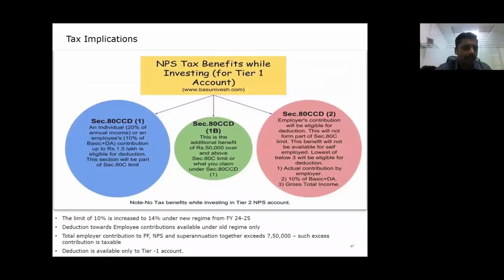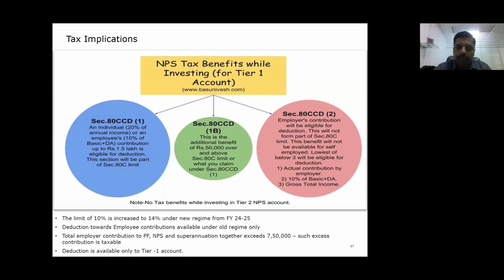Now comes NPS, which is the National Pension System. A very interesting topic. First, there are two types of accounts in NPS: Tier 1 and Tier 2. Any contributions to Tier 1 alone qualify for tax deduction, and contributions made to Tier 2 accounts do not qualify for any tax benefits. So when the employee provides his NPS statement, the employer has to verify whether the contribution has been made to a Tier 1 account or a Tier 2 account. Only a Tier 1 account is eligible for tax deduction.